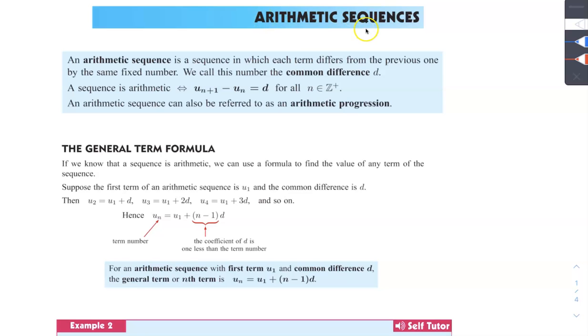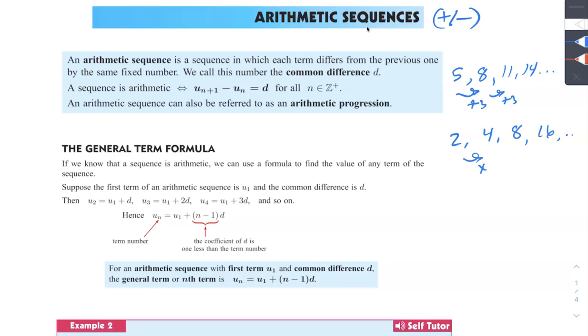Arithmetic sequences. An arithmetic sequence is a sequence where we add or subtract to get the next term. So if we did 5, 8, 11, 14, in this case we're adding 3 each time, so that's an arithmetic sequence. By contrast, if I did 2, 4, 8, 16, we're multiplying by 2 each time. So that's not an arithmetic sequence. This is a geometric sequence.